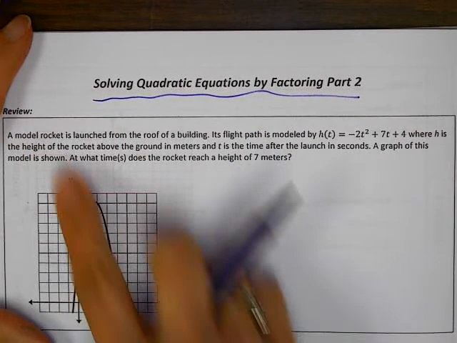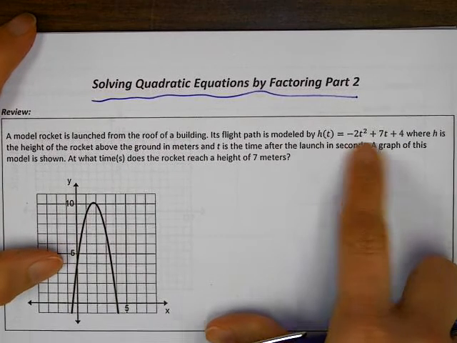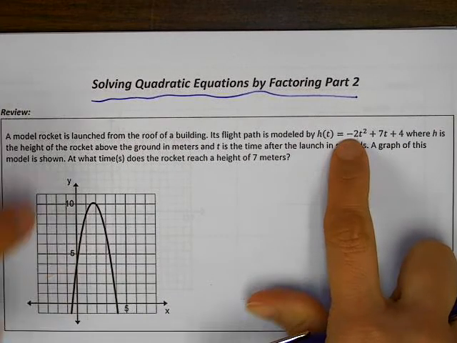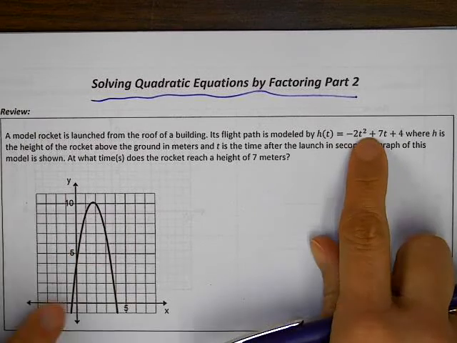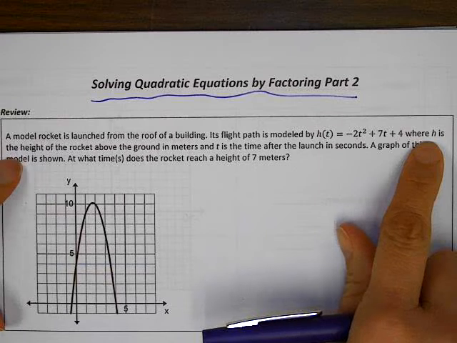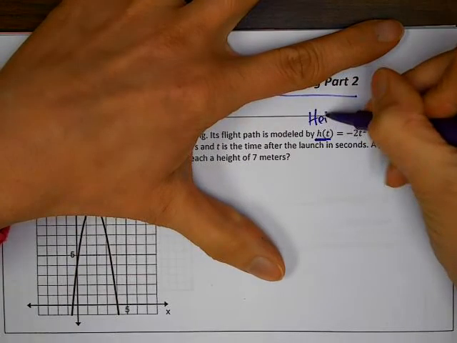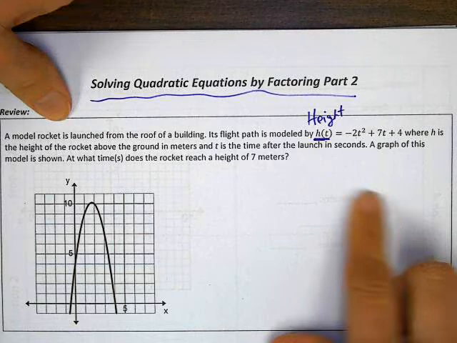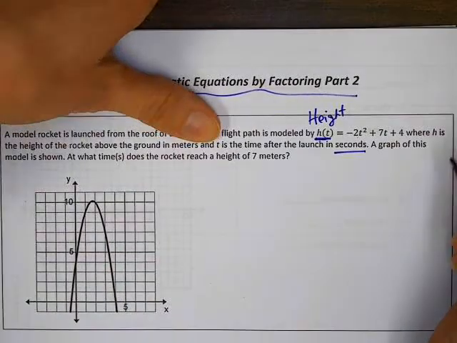A model rocket is launched off the roof of a building, and its flight path is modeled by this equation. Negative means the parabola is opening down. I get that. T squared means it's a parabola shape. H is the height, so here's where you'd call the height. It's in the y place. And t is time in seconds.